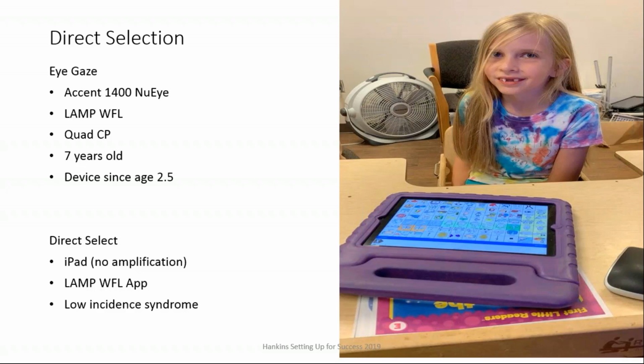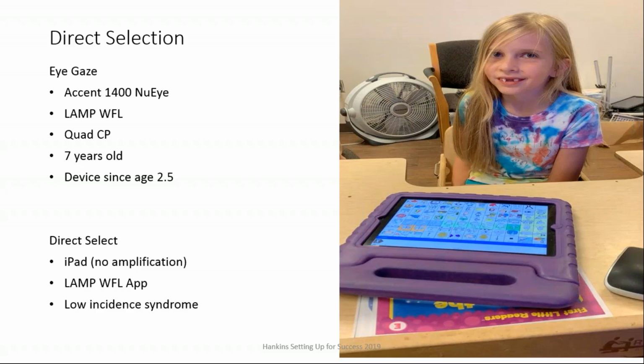Isla is blonde and right now she's using an iPad. Her pink new accent was in an earlier picture. She's a great user. She's using the Lamp Words for Life app in this picture. She has a low incidence syndrome.